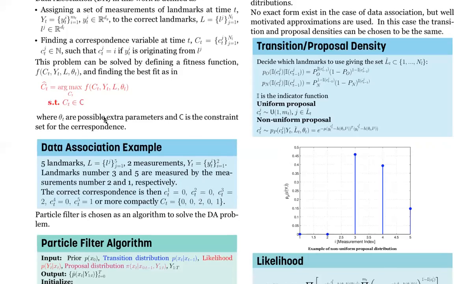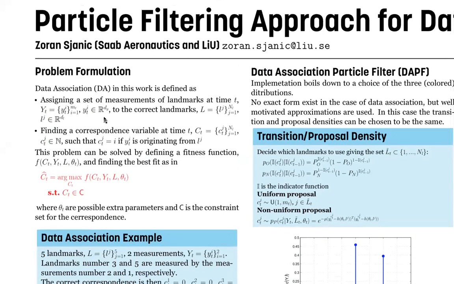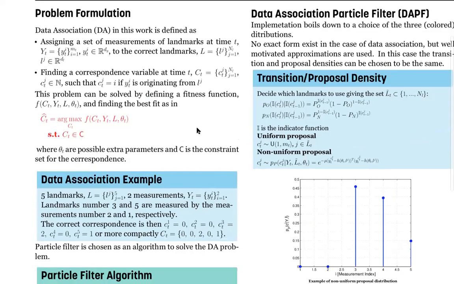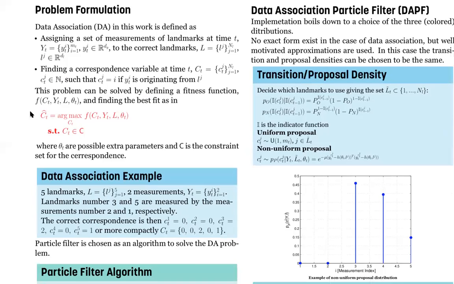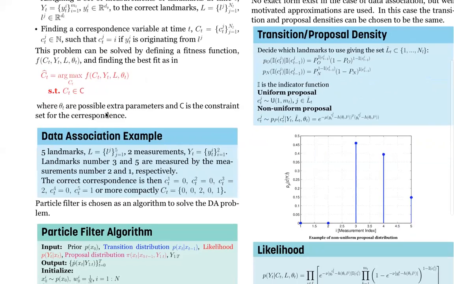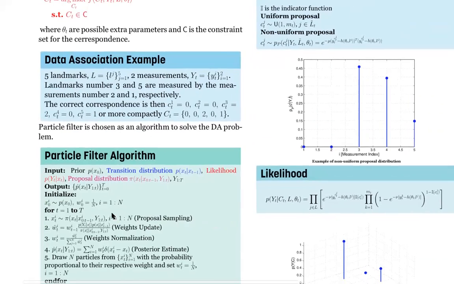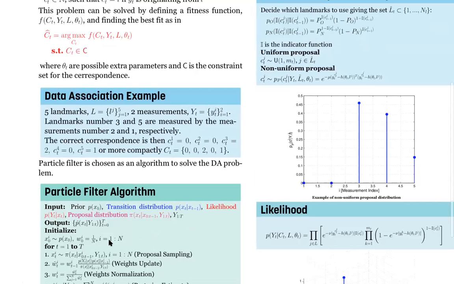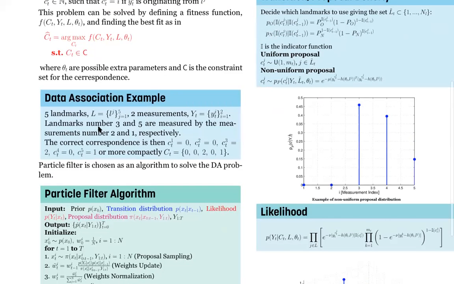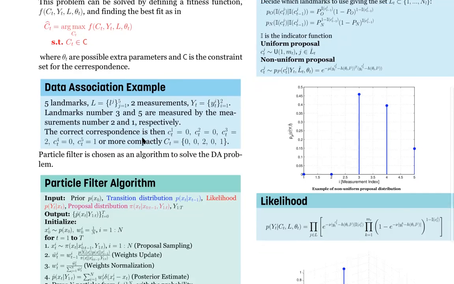Association. We start with problem formulation, where we are trying to find the data association between the landmarks and the measurements of these, and encode it in a variable called C here, which is a correspondence variable. We can solve this problem by maximizing the fit function, and that is going to be done with a particle filter in this case. An example of how this correspondence variable looks like for a simple example can be seen here.